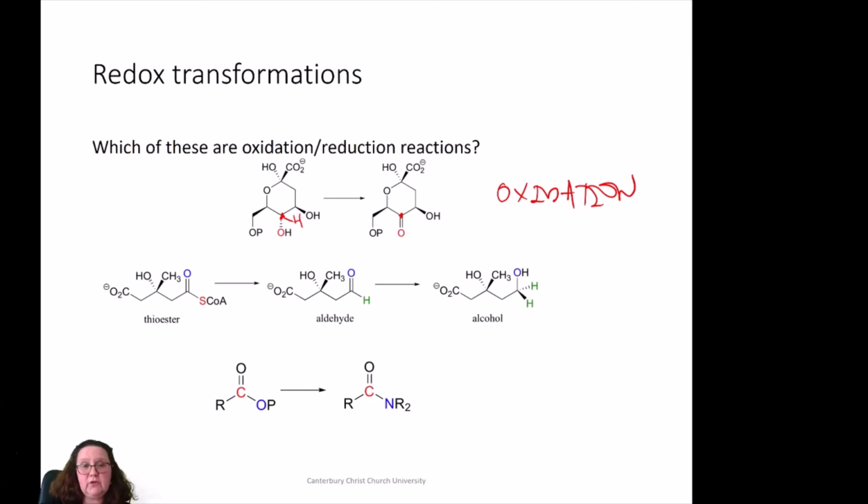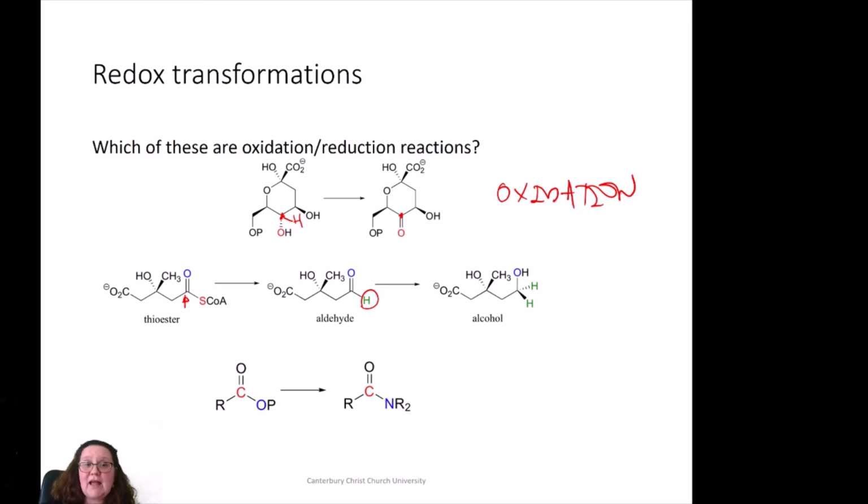If we look at the second reaction, the changes happen in this carbon here. We have a carbon that is originally a carbon in a carbonyl group. It's attached to a sulfur atom, and in the first step, the sulfur atom disappears. It's a thioester, and you form an aldehyde.